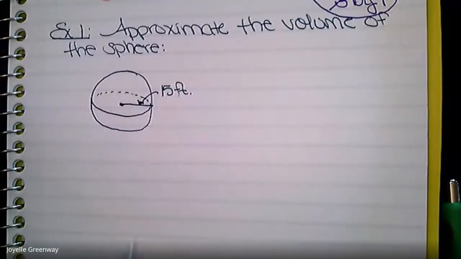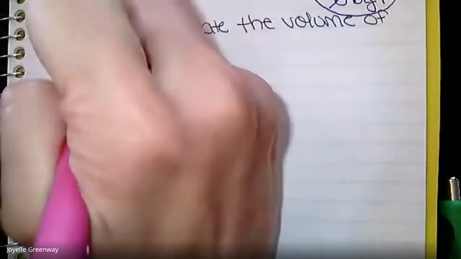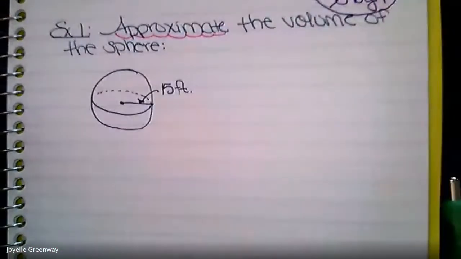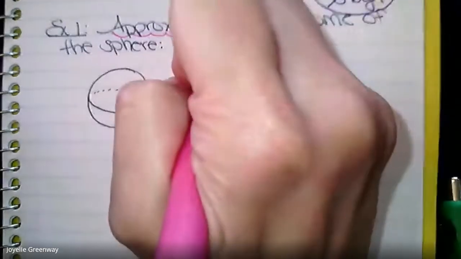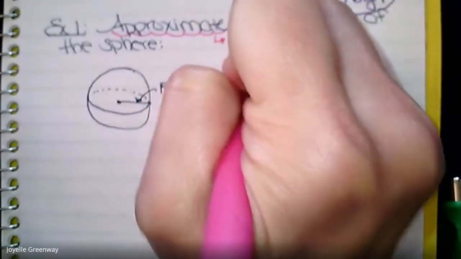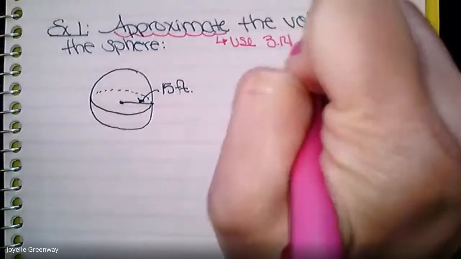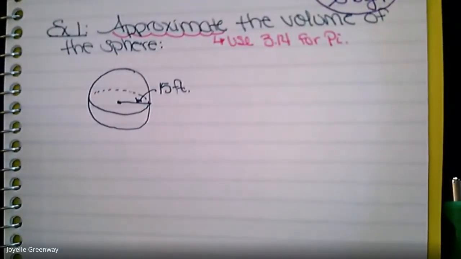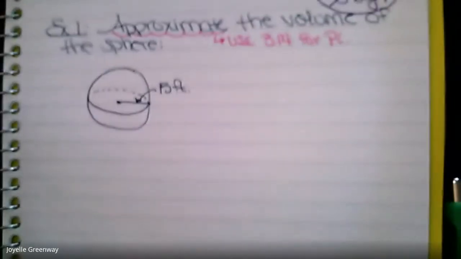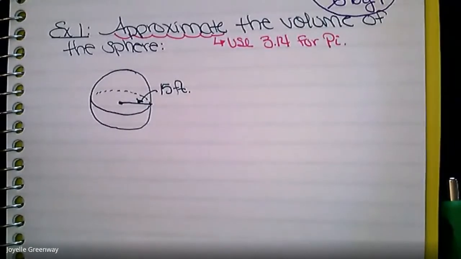We want to approximate the volume. That's like saying the volume is about, right? So it's an approximation. It's not an exact answer. That word approximate tells us to use 3.14 for pi. Hopefully this is not out of focus. Let me try focusing my camera. Hopefully that's better. All right, so let's copy down the formula.